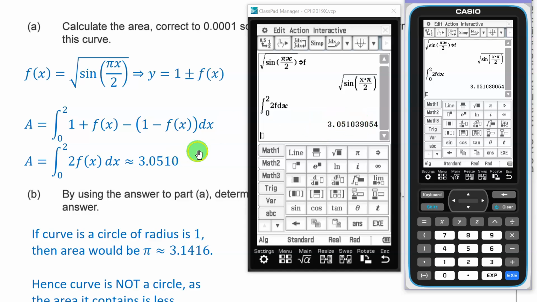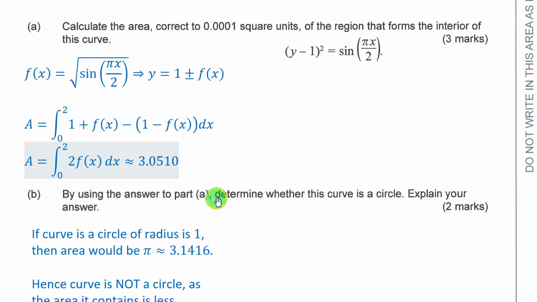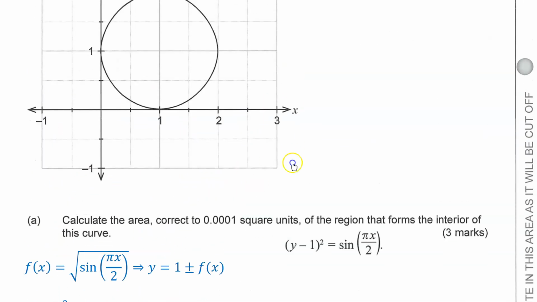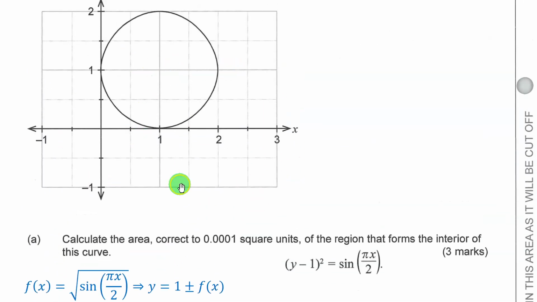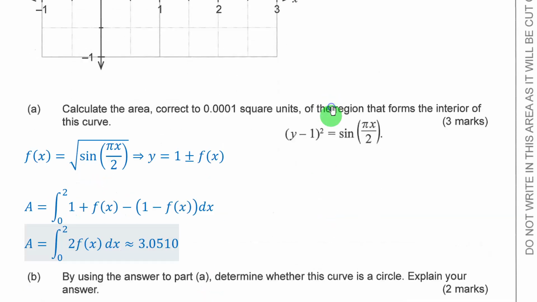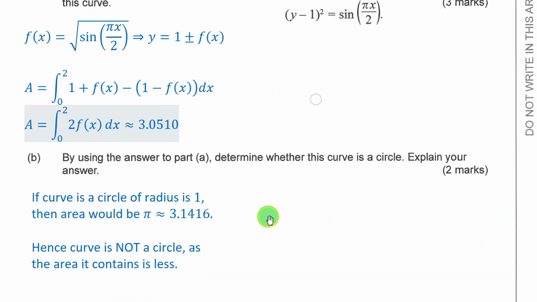And then part B says, using the answer to part A, determine whether this curve is a circle. Explain your answer. Well, looking at it now, the radius is 1, so if this was a circle, then the area is pi r squared. The radius is 1, so we should end up with pi. So that's what we've said here, and because they're not the same, hence the curve is not a circle.